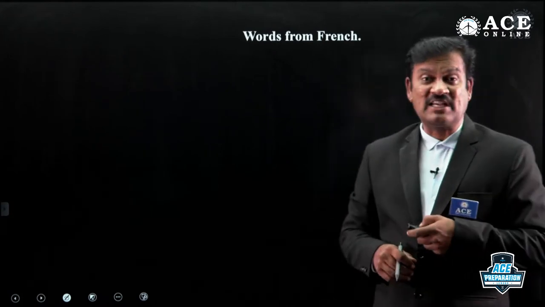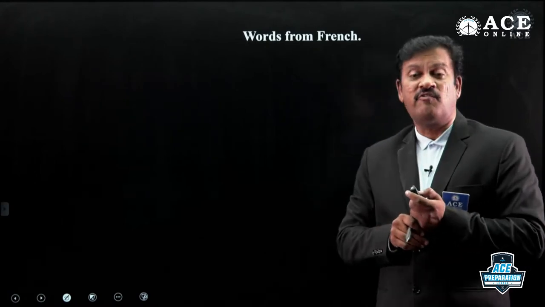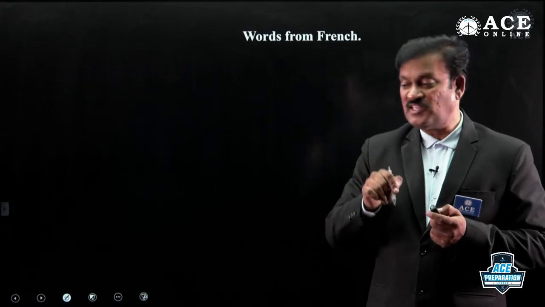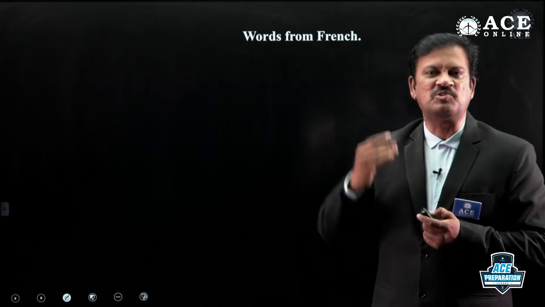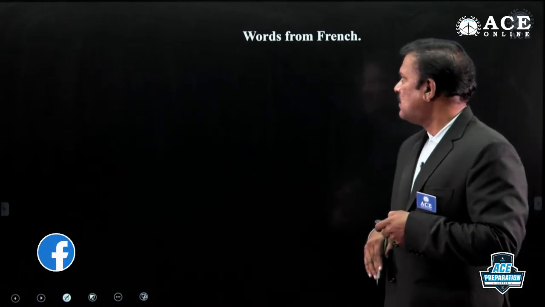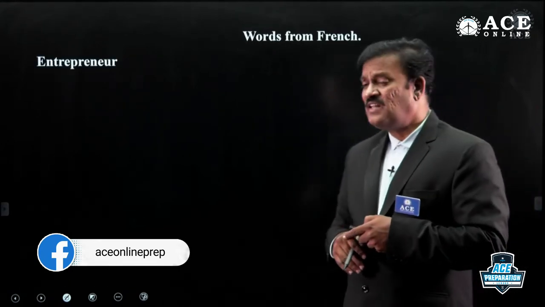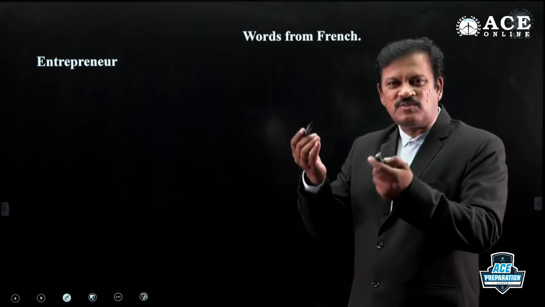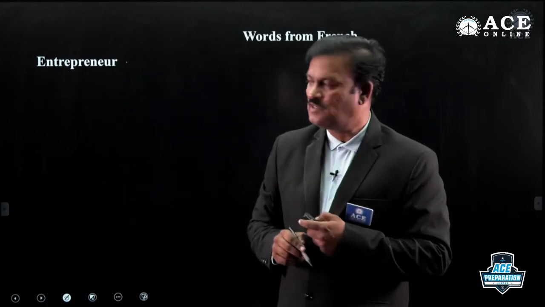I told you guys, the maximum number of words in English are taken from French. The reason: the French ruled England for so many years. In those days, French used to be the official language, and English was spoken by laborers, while royals and all used to speak French. Later, things turned the other way around, but French has a lot of influence on the English language. Another problem with French words is pronunciation. These words try to retain the French pronunciation. You should also pay attention to the pronunciation of these words.